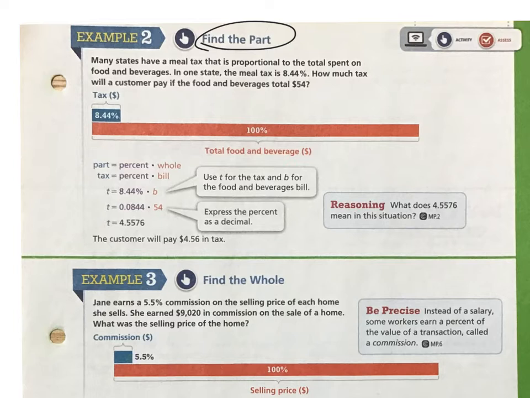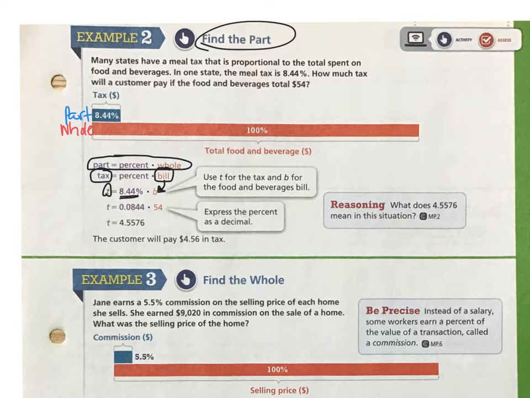For this question, the part is the amount of tax, and the one whole is the total food bill. So as we're setting this up and using that percent equation, part equals percent times whole, we need to know that the part is the amount of tax and the whole is what the bill was before that tax. Our job is to find that tax amount, and we can do that by multiplying the percent times the whole. In this case, the percent is 8 4/100 times B, which stands for the bill. That means how much the food and beverages were.